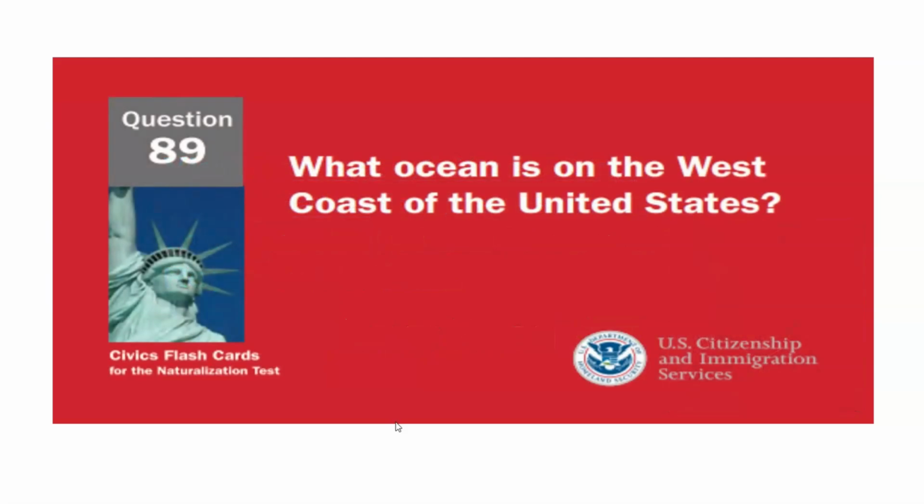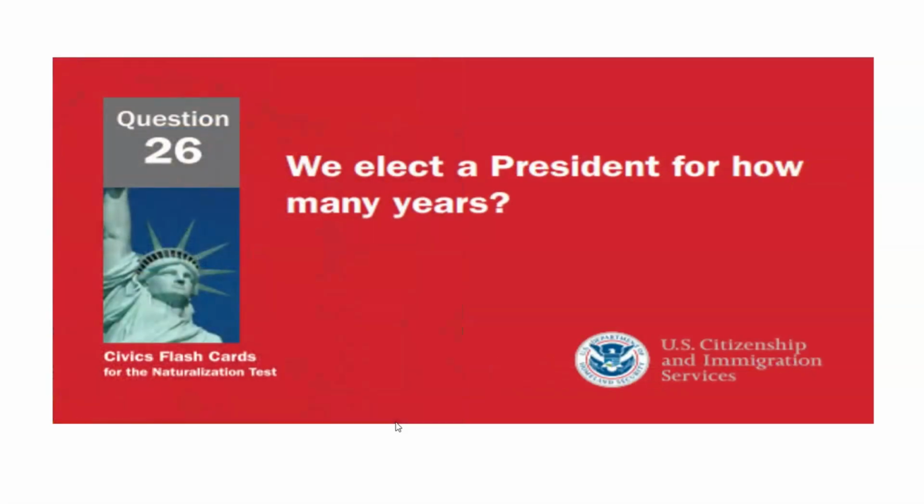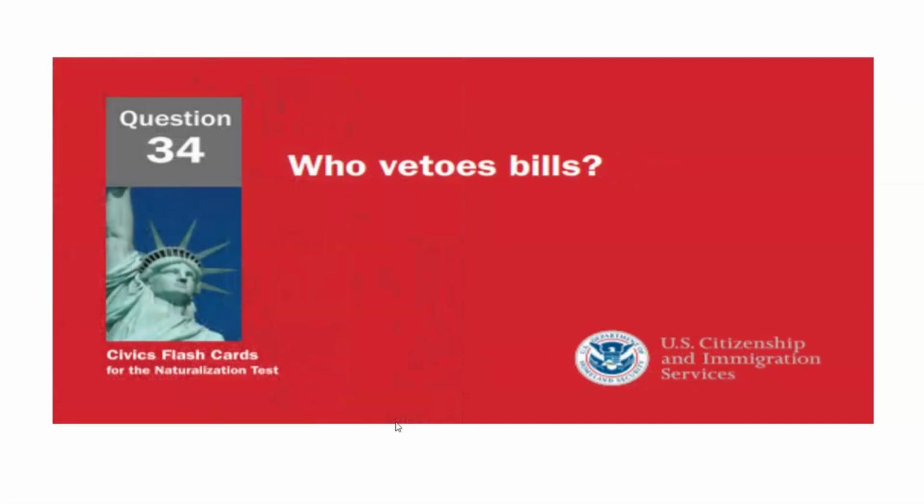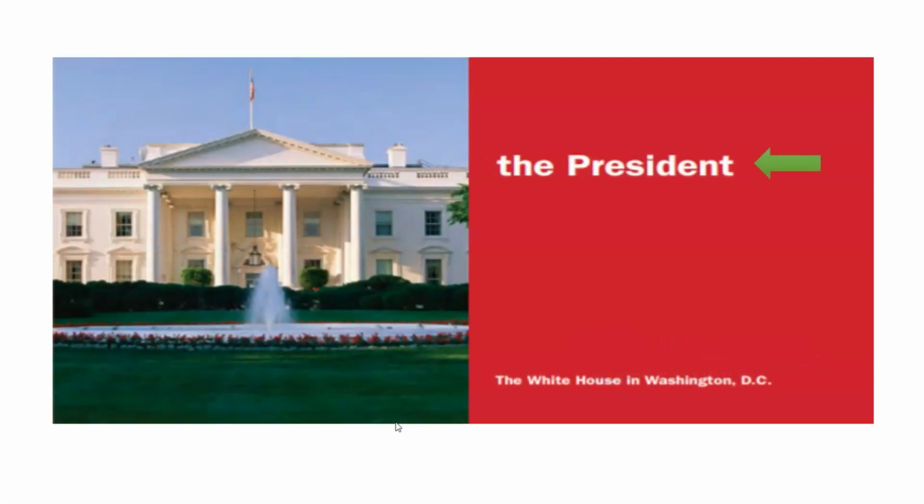What ocean is on the west coast of the United States? The Pacific Ocean. We elect a president for how many years? 4 years. Who vetoes bills? The president.